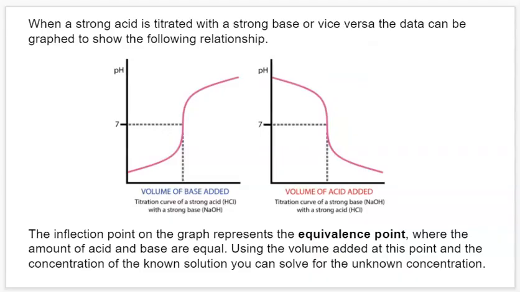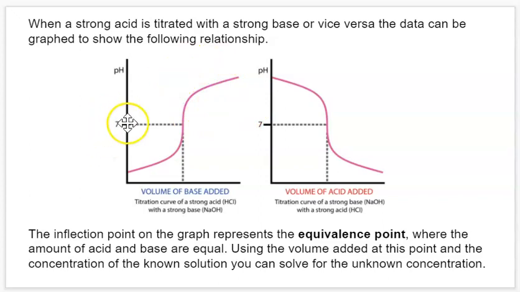So when a strong acid is titrated with a strong base, or vice versa, the data can be graphed to show this relationship. So this is called a titration curve. We can see on both of these graphs, we have pH as our y-axis, and then the volume of what's being added, the volume of what's called the titrant. And in this case, we have an acid that is being titrated with a base, because we can see that it starts at low pH, and then the pH rises until we reach 7, where we see an inflection point, and then it starts to go higher than 7 once we've reached totally basic conditions.